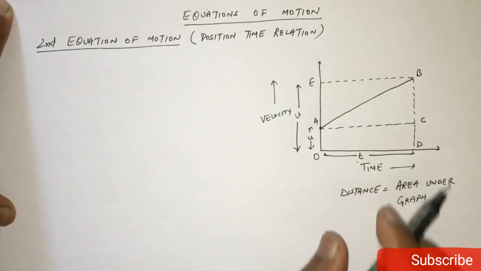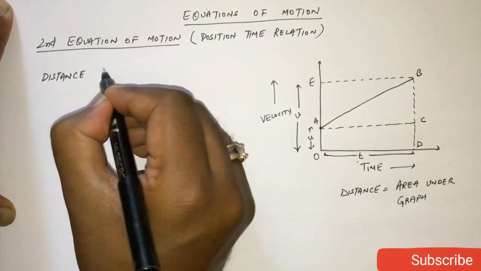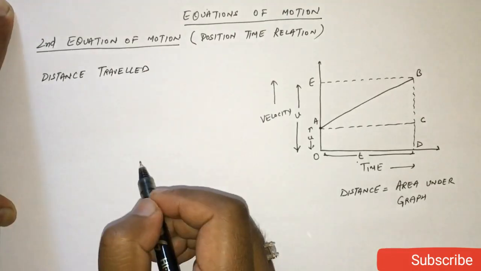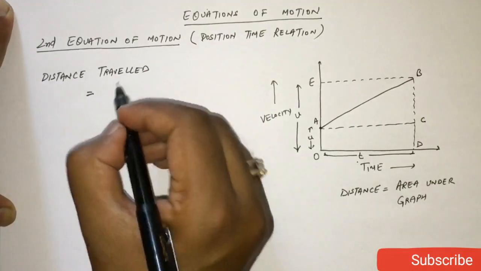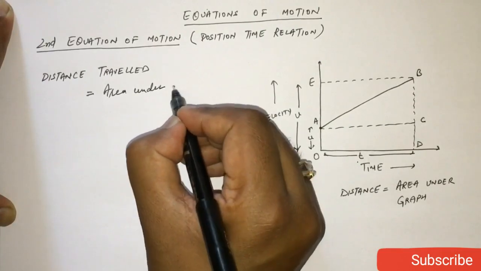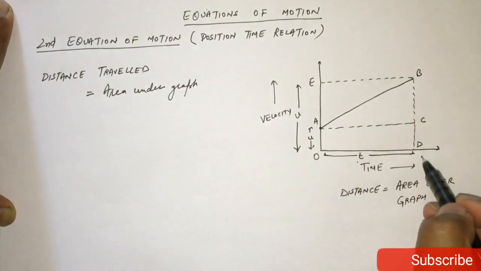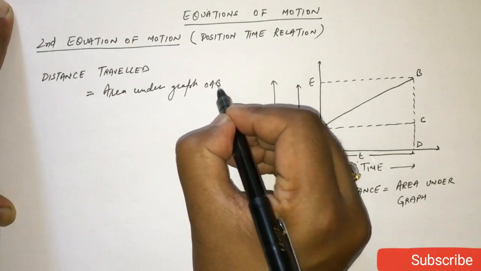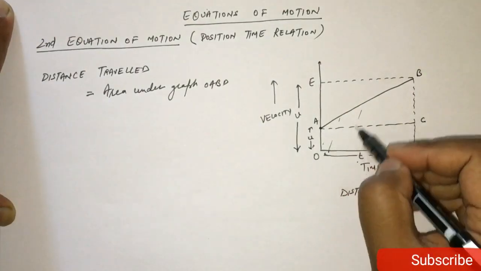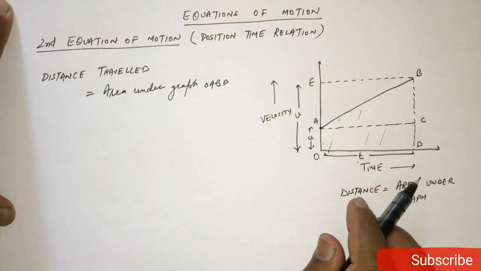So let's start. The total distance traveled by the body is equal to the area under the graph OABD. So this is the graph. So the area under this graph is the distance traveled by the body.